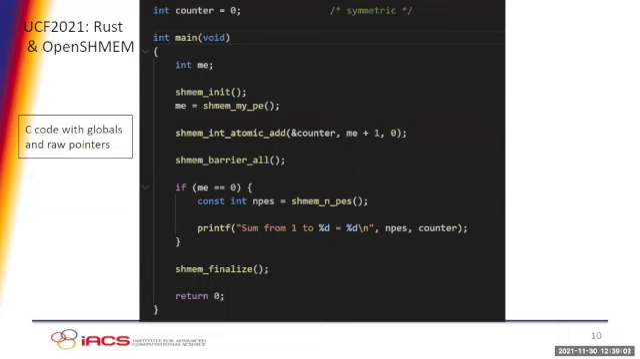So here's an example of an OpenSHMEM program that we later converted into Rust. Right here, it's in C. Here you can see the counter variable, that's a raw pointer, and it's really up to the C programmer to guarantee that the pointer is valid, and also that we're not freeing it before it's being used.